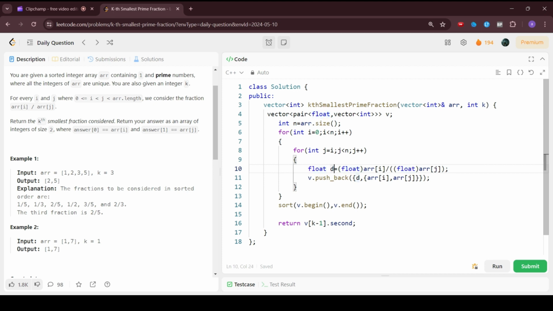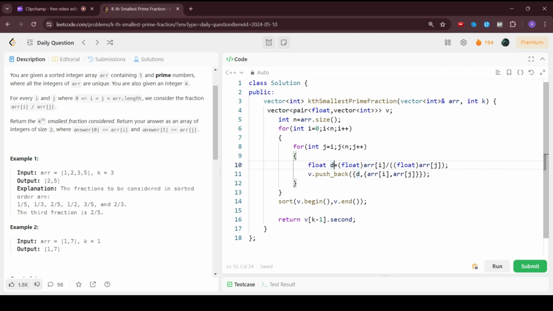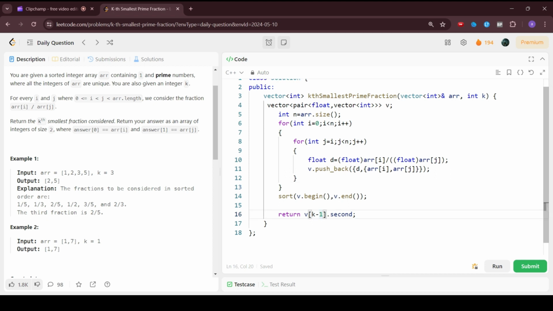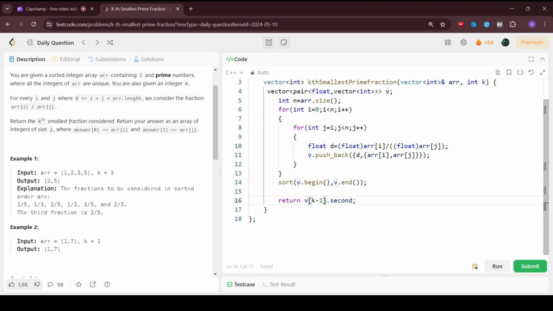and then we are going to get this fraction value. We are going to push this fraction value along with the elements which are present in the array, and then we are going to sort this, and then we are going to return the kth smallest element, with the first numerator as our answer and the denominator as the second element which is present in the array.